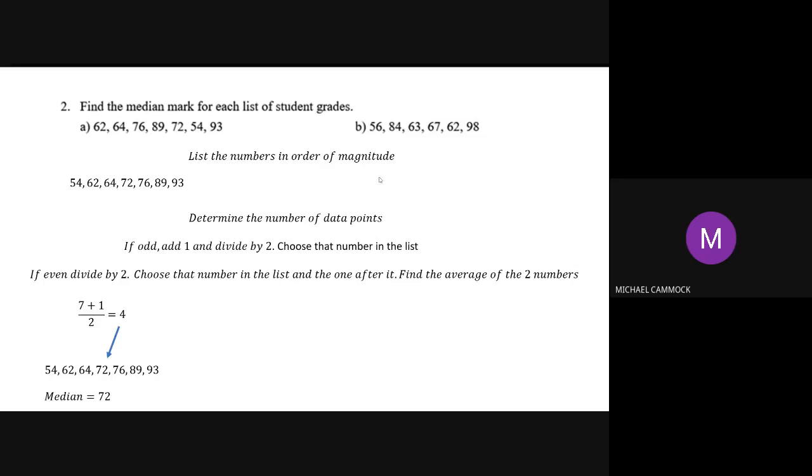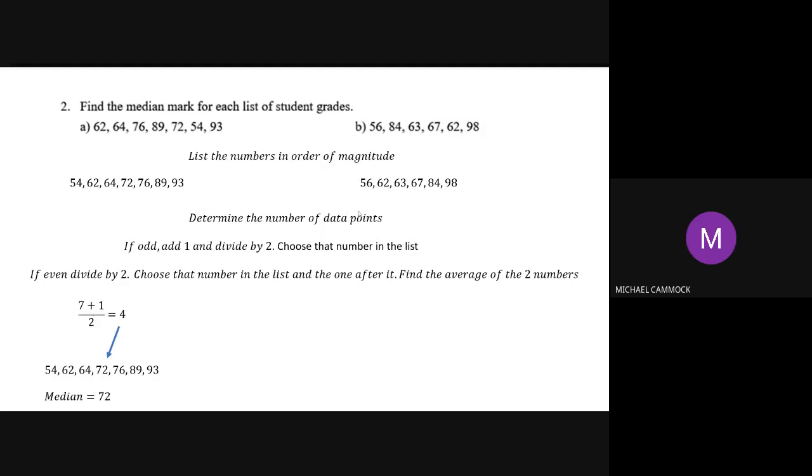Do the same thing over here. I'm going to follow the steps again, just like the last one. List the numbers in order of magnitude. The lowest number here is 56, and it goes all the way up to 98. So here is my list of numbers. 56 followed by 62, followed by 63, followed by 67, then 84. It's exactly the same idea as what we did the first time. We're just putting it in order of size.